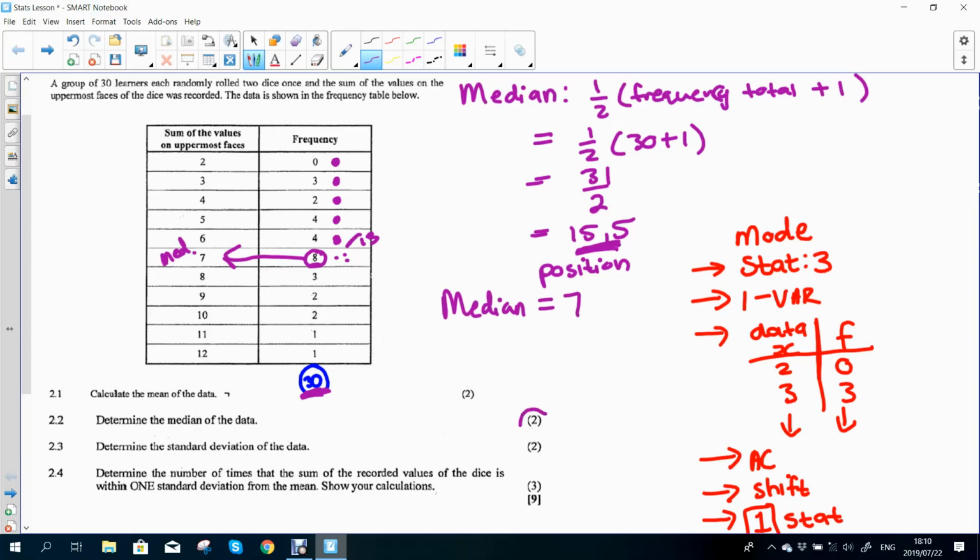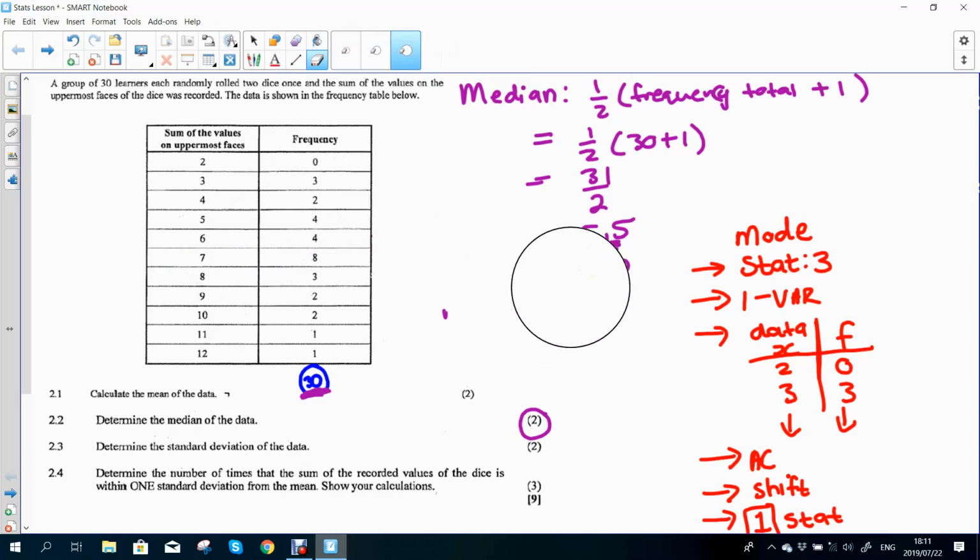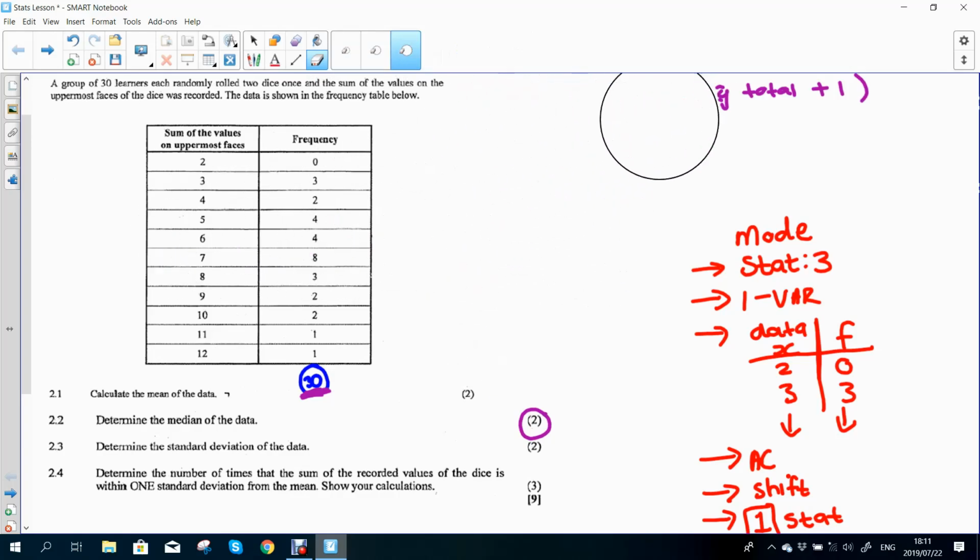But look at the mark allocation, guys. It's only for 2 marks. So it's not supposed to be a very tedious and long calculation. This is going to take us too long. This is counting and working out. So I'm just going to erase that. If you wrote that down, that's perfect. Okay, that is an answer, a solution.